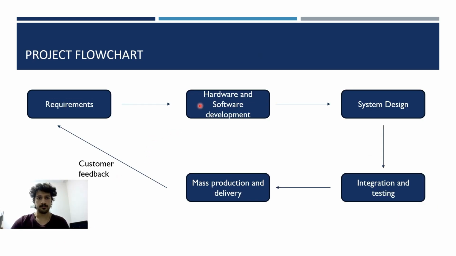Here you can see the project flowchart. Software algorithms are developed and hardware components are selected according to system requirements. Once the design is completed, the necessary tests are performed and all system components are integrated. In the final stage, mass production begins and the product is delivered to the customer. Based on the customer feedback, the system requirements are reviewed and improvements are made accordingly.